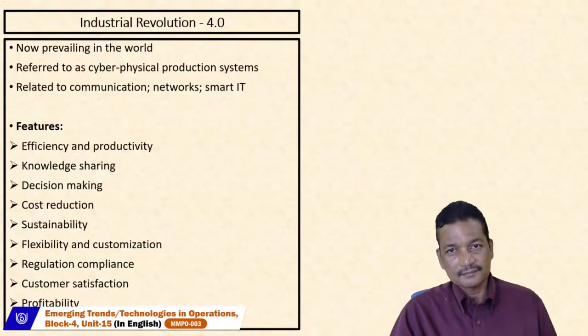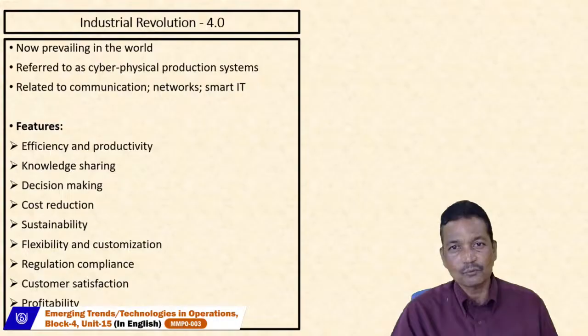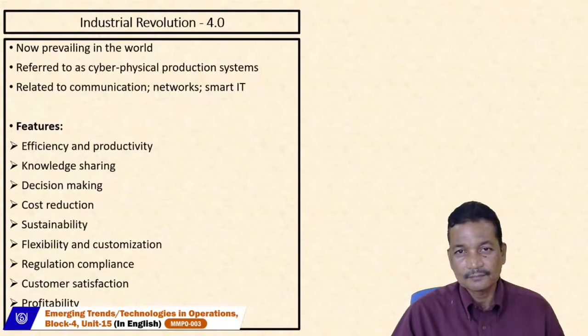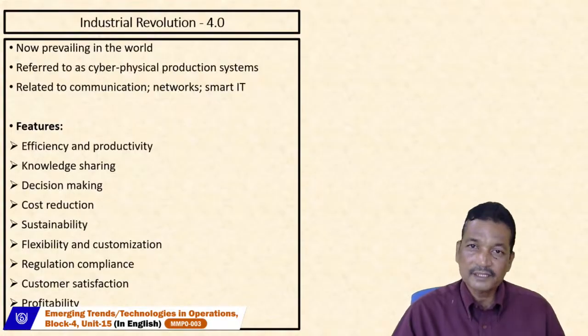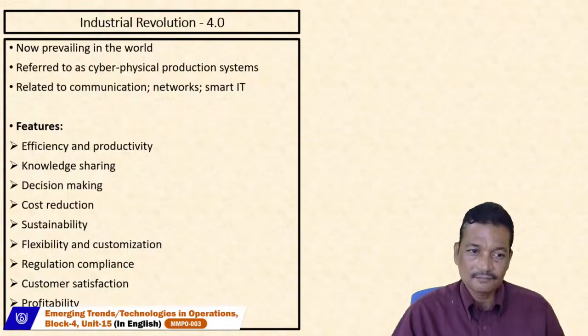Sustainability. Nowadays, companies think of how they can sustain themselves in this competitive world. In order to sustain, they have to think about maintaining quality. They have to think about how to meet the changing features of the customers.